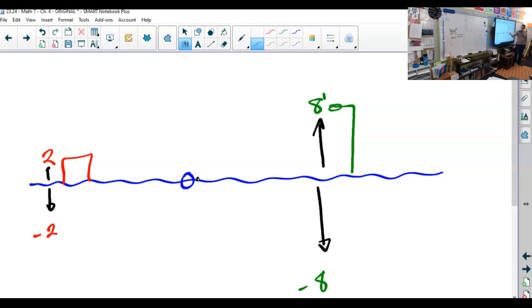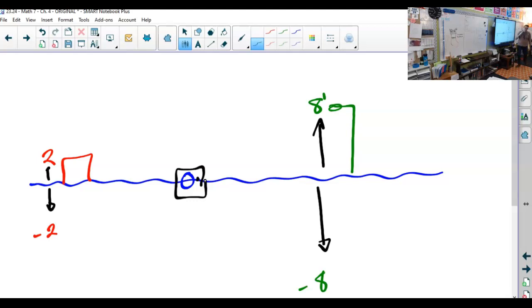Yeah, but 0 doesn't have one. Exactly. So it's just 0. It's its own opposite. 0 is the only number that is its own opposite, because opposites are the same distance away from 0.